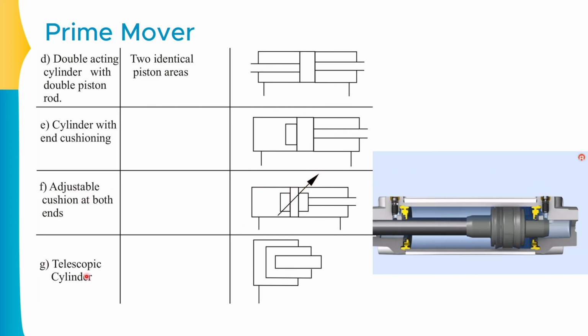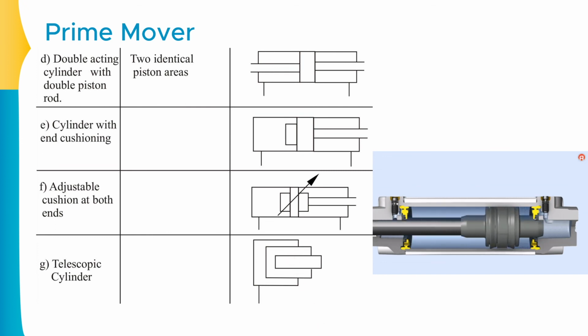Okay, and the last one is the telescopic cylinder. Now telescopic cylinder is actually the arrangement of multiple cylinders. This is the first cylinder. This is the piston actually, which will act as a piston for the upward cylinder, but it will act as a cylinder for the internal piston. Okay, so there is a multiple piston cylinder mechanism available inside.